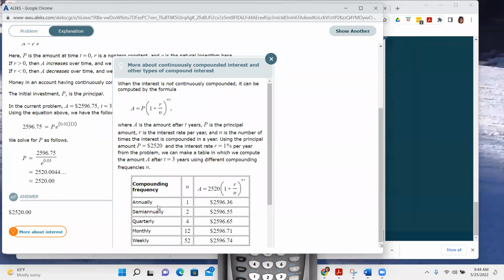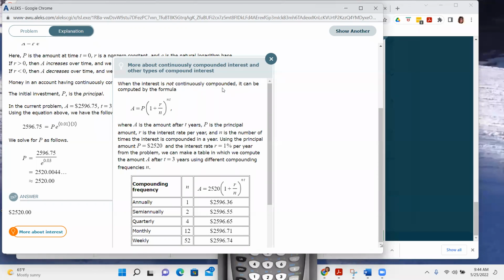Notice the more frequently the interest is compounded, the more money that is accumulated, just a tiny bit. Look, here you have 36 cents, here you have 55 cents, 65 cents, 71 cents, 74 cents. And when it was compounded continuously, you had 75 cents.